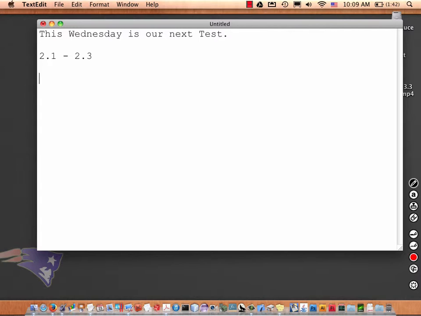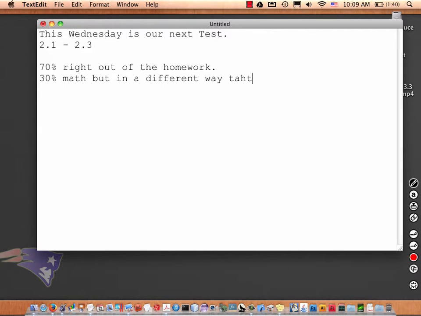All right, so this Wednesday is our next test, and it's going to cover just those 3 sections. Same as before, 70% is right out of the homework, and the other 30% uses the math, but in a different way that you have not been asked before. I keep re-stressing that just so you know how the tests work.